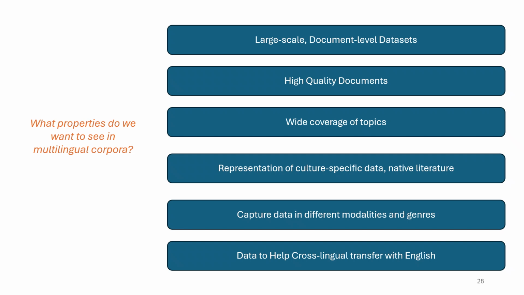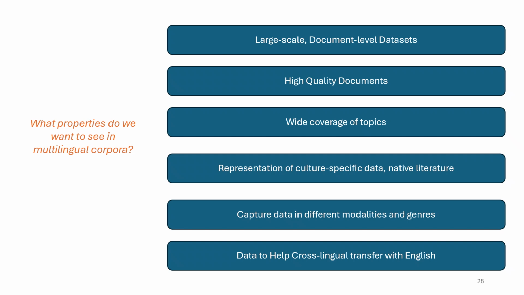So let's walk through what needs to be done for continued pre-training. The first thing, of course, is you need good multilingual corpora. What properties do you want to see in the multilingual corpora that you have for continual pre-training? One, we need large-scale document-level datasets, and I explained why that is important. The documents have to be of high quality: good language, good topics, etc. Wide coverage of topics. You would want to see representation of culture-specific data, native literature. These might not be there in the English corpus that the model is pre-trained on. So additional culture-specific knowledge needs to be represented.